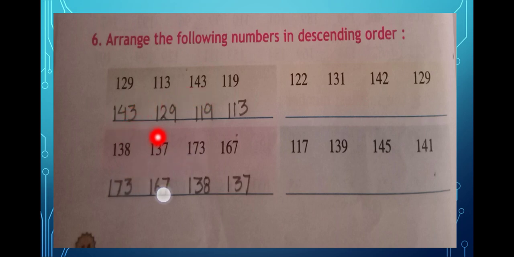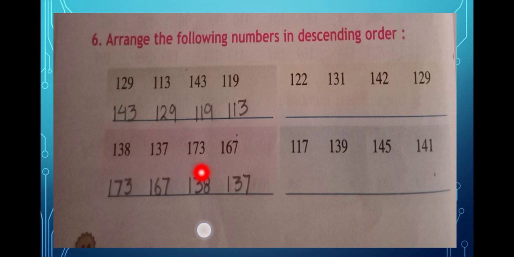Okay. Then the next bigger number is 129, isn't it? So then as I told you these two are same. So the third number, that is the ones place. 9 is big. So 119 came. Then 113.